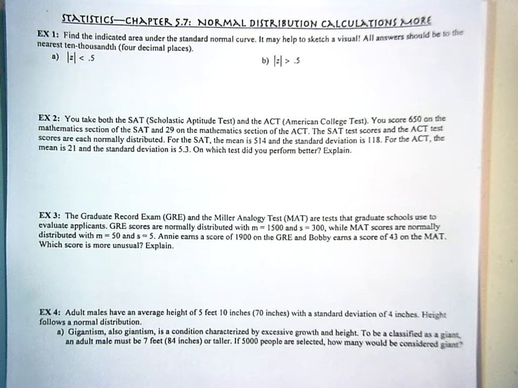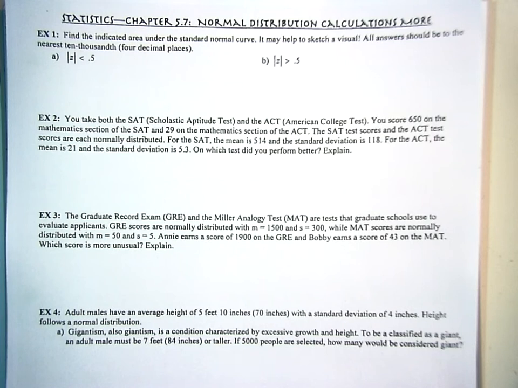So first up here, I see that absolute value notation, right? Absolute value of Z is less than 0.5. So what is that saying conceptually? It's saying that our distance, our magnitude from the mean is less than 0.5 standard deviations.